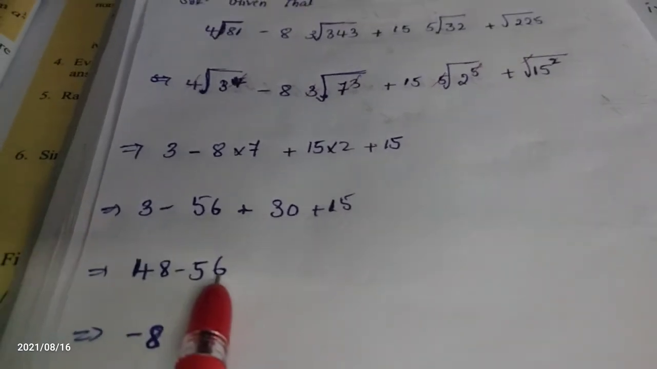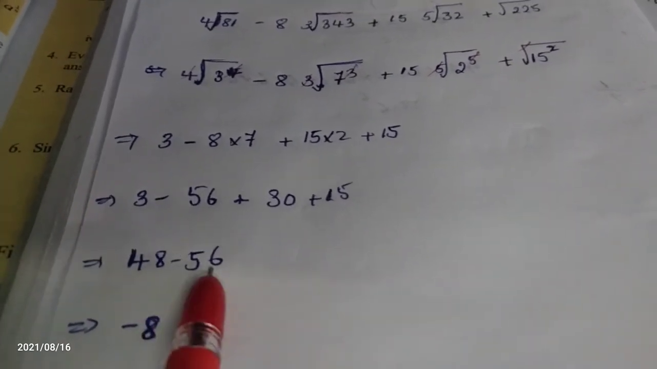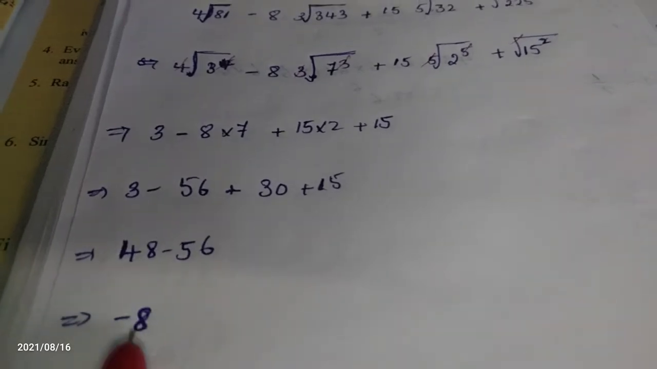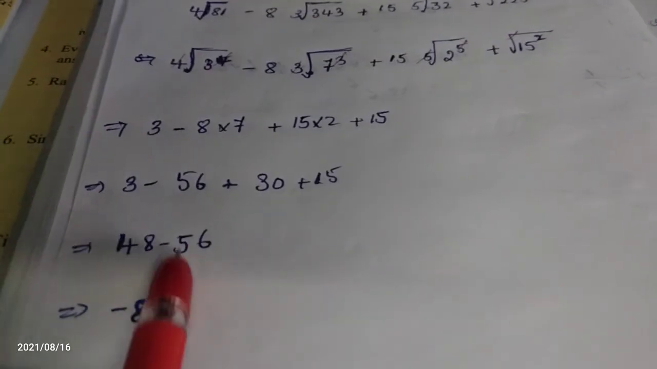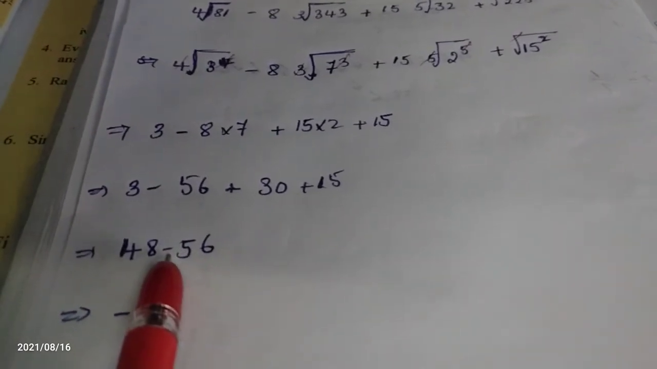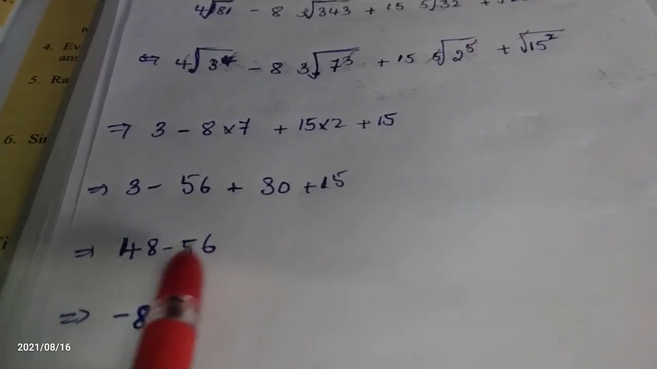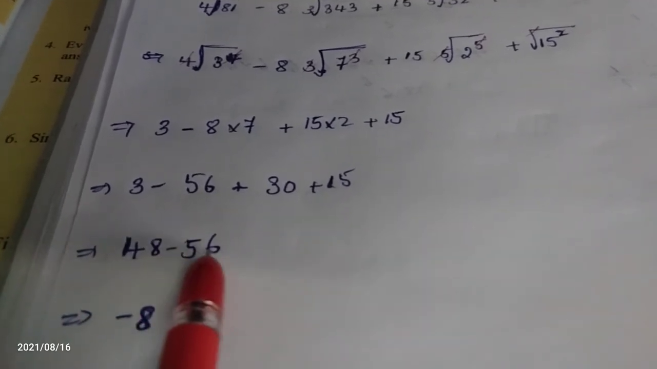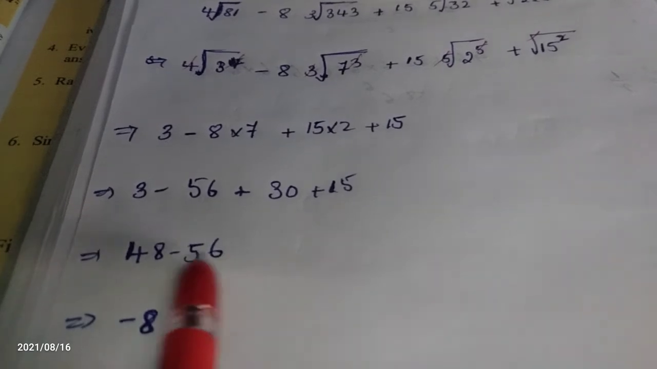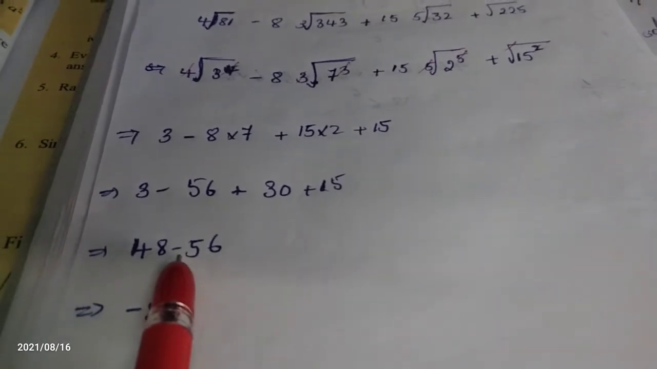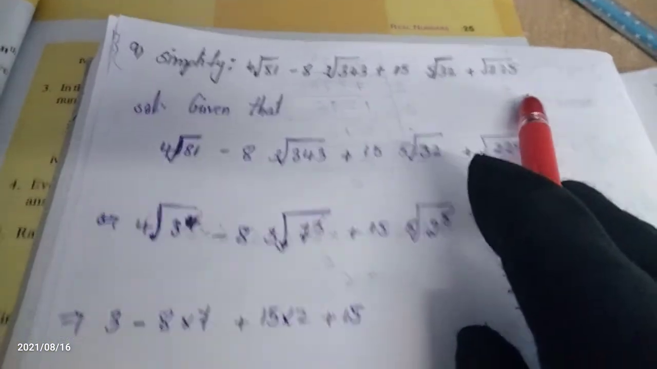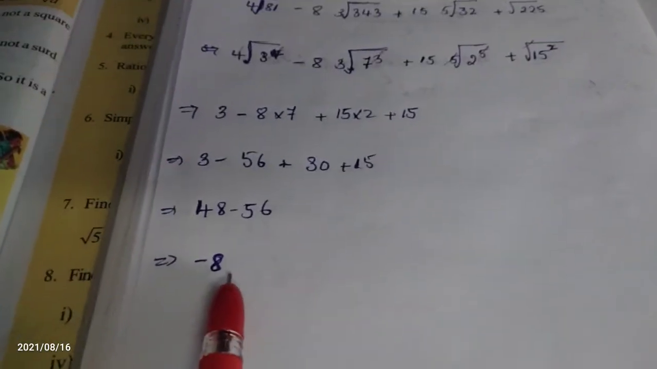In this step we have to subtract the two numbers. 56 minus 48 is 8. But in front of the bigger number, what sign is there? 56 is bigger, and in front of it we have the minus sign. That's why we write the minus here. So the whole expression value is minus 8.